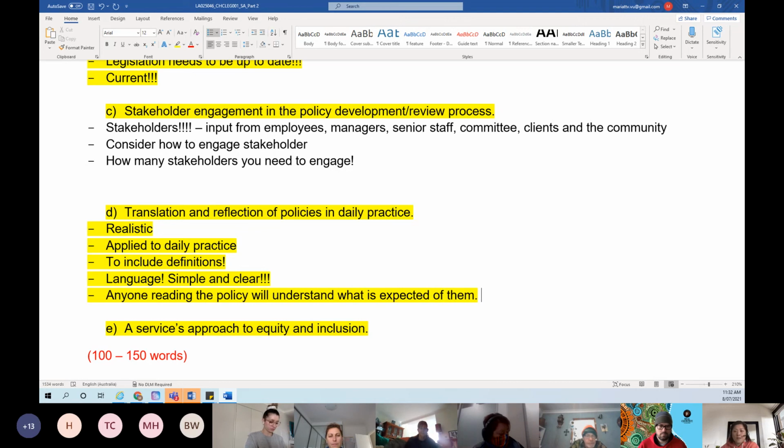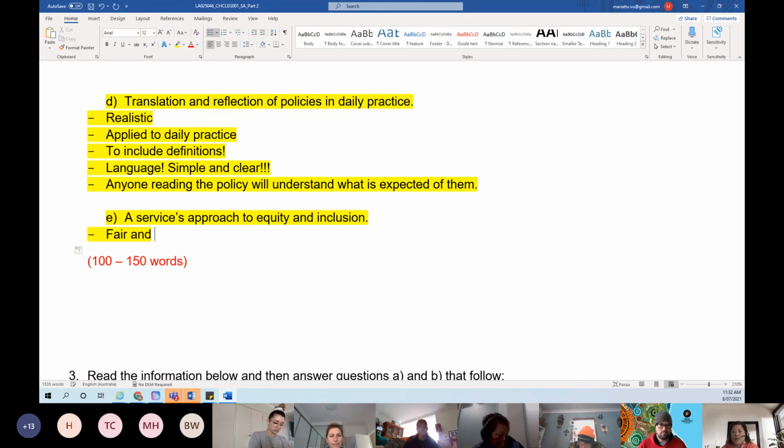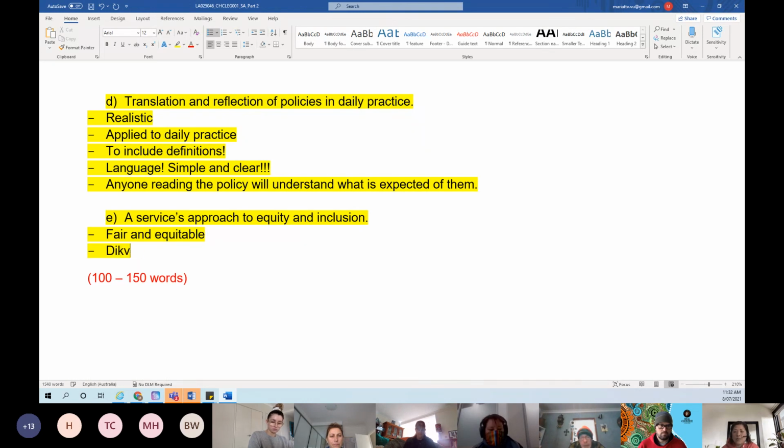Make sense? Okay. And the last one, this is quite simple, speaks for itself, okay? The policy needs to be fair and equitable, and it has to include and be available to all areas of diversity, okay? Fair and equitable. When I talk about diversity, what do I mean?